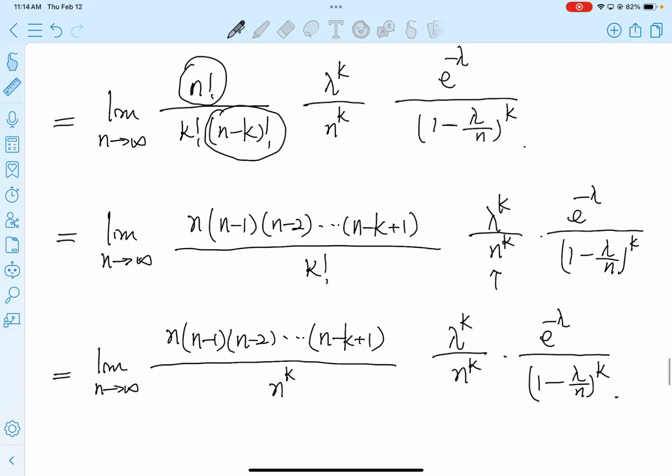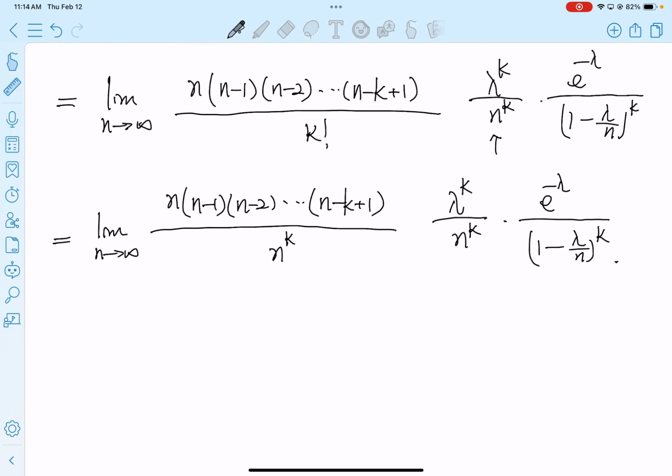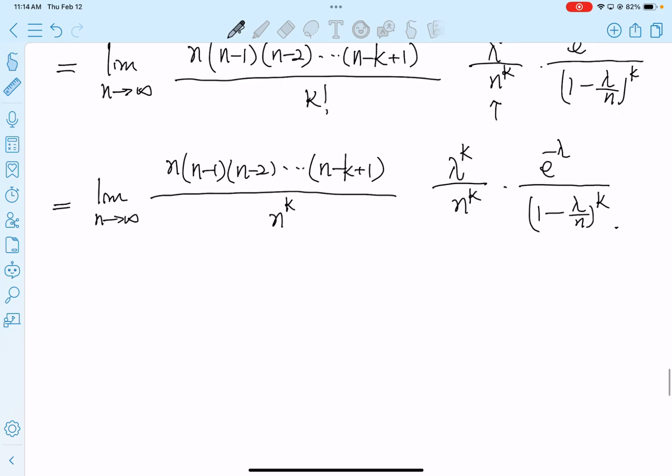Okay, so now we are ready to evaluate the limits. Let me make a few claims here. This is the formulation that we are ready to evaluate the limits for. And now let me point out something. So the limit for this thing here, 1 minus lambda over n raised to the power of k, when n goes to infinity, what does this term equal to?